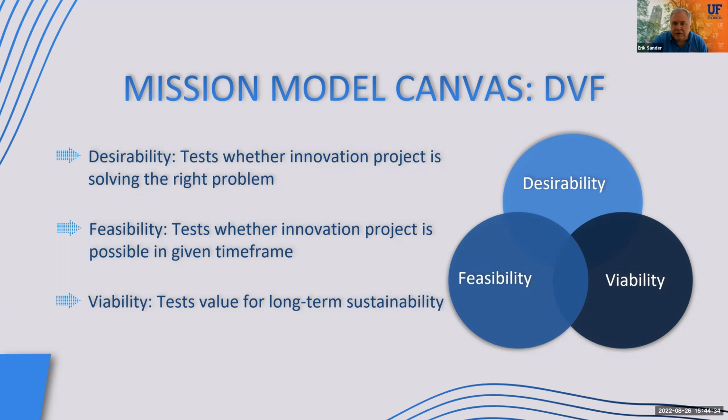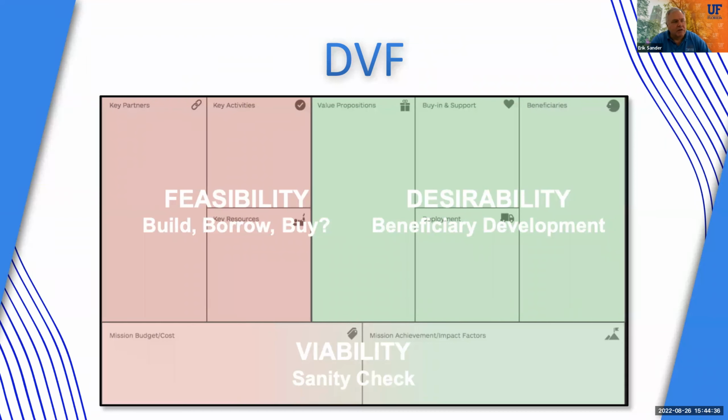Okay, and so let me, if I could, show you for a moment how that maps out to the mission model canvas. If you look at the four blocks in the upper right-hand portion, it's really about desirability. Do you have a value proposition? Can you get buy-in and support along all of the avenues that are necessary to support what you're doing so that you can provide significant value to the beneficiaries? And can you actually deploy that? And as part of that, can you show mission achievement and success?